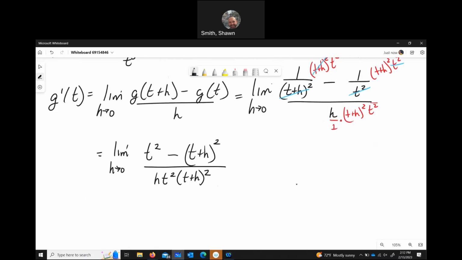My numerator, notice I could factor that if I wanted to, right? This term is perfectly squared, minus another perfectly squared term, a difference of perfect squares. So that factors as t plus h and t minus t plus h.